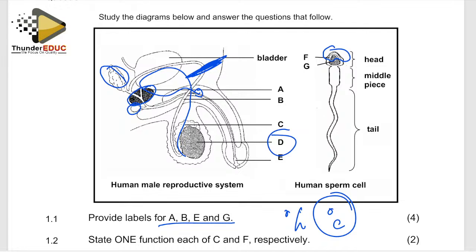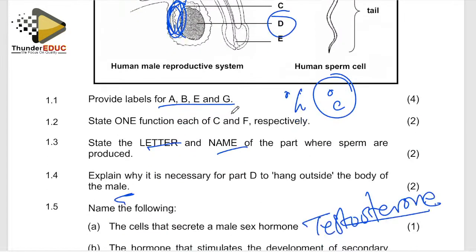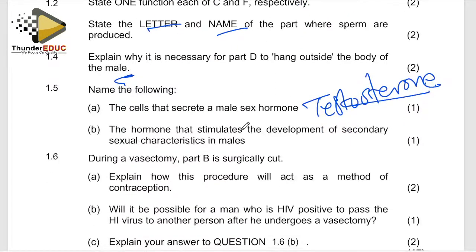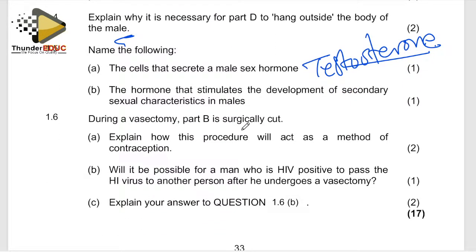Once that happens, if the sperms cannot be transported to the urethra, it means that from the epididymis, sperms will not be transported to the urethra, therefore fertilization will not take place. That is the meaning.